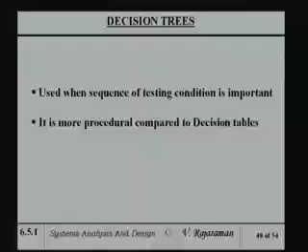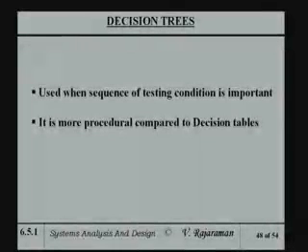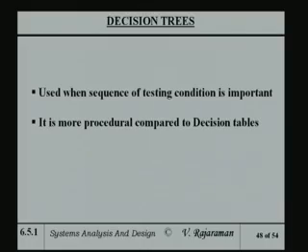Now, I have really completed the part related to decision tables. Now, I will go to the next part of the talk called decision trees. Decision trees is somewhat like a flowchart. It is a sequential testing procedure of conditions, and when the sequence of testing conditions becomes important, then you use it, and it is more procedural.